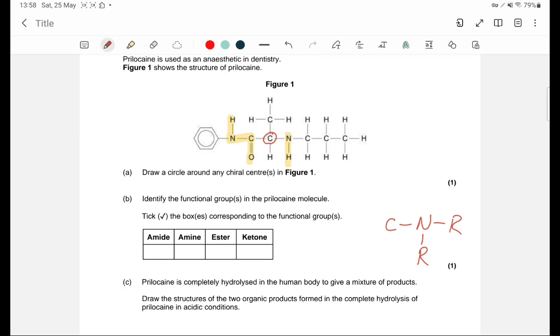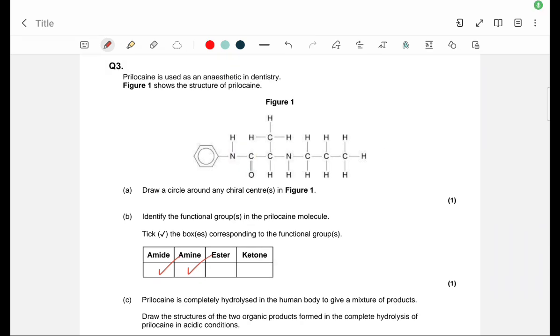The third functional group is an ester, which is this, and is not present in the molecule. The fourth one is a ketone, which is this, where those R groups have to be carbons. Again, like before, there is a C double bond O present already, but it's part of the amide, so it doesn't get counted as a ketone. So, the functional groups that are present, there's an amide, there's an amine, but there's not an ester and not a ketone.